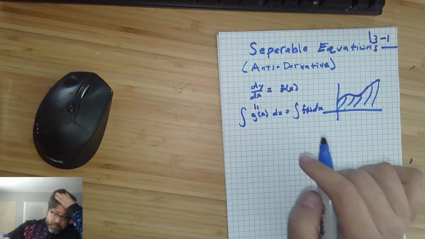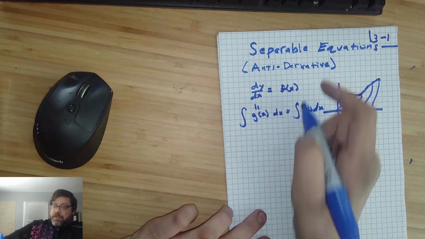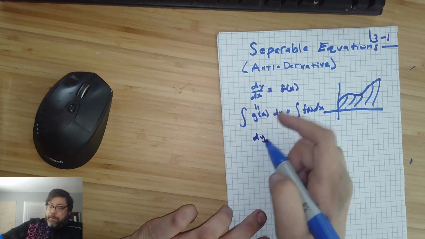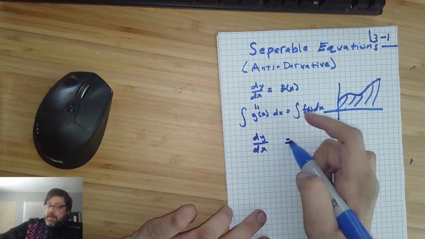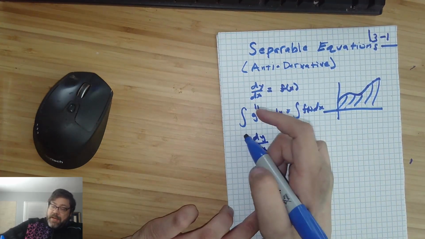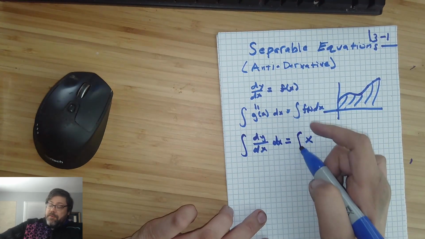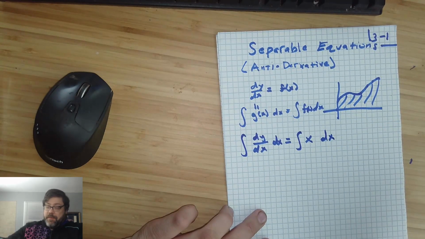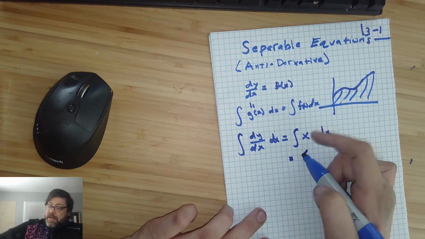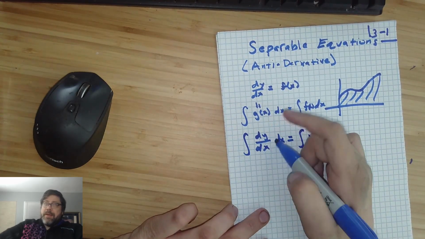So for example, in the simple case, let's just make it x. So let's say dy/dx equals x. Well, I can integrate both sides. I can do the integral dx of this function, which has to be the integral dx of this function. This side is pretty easy. This integral is just x squared over 2 plus a constant. But what about this side?